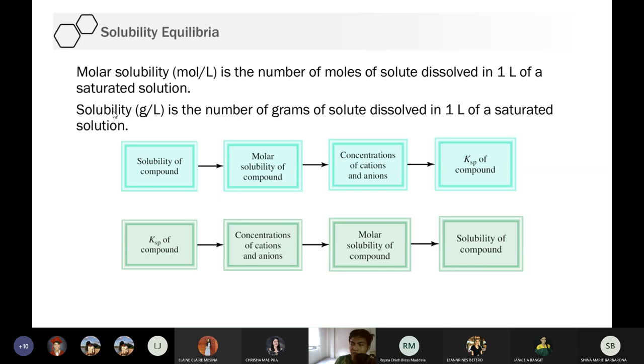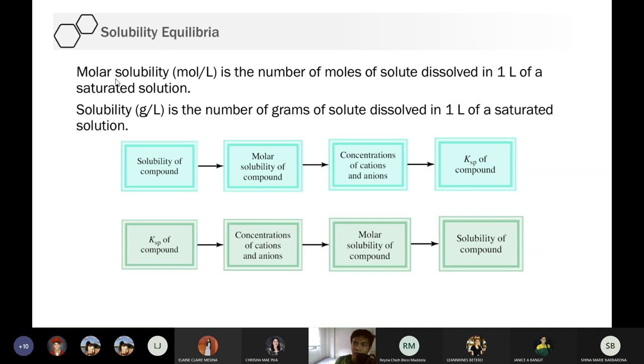Okay, so that is different with solubility lang kasi kapag sinabi molar, naka-moles, kapag solubility, naka-grams. The two are related. Bakit? Kasi we can convert moles to grams by multiplying it by the molar mass, okay? So, kunwari, nakuha mo molar solubility. If you want to convert that into solubility, you just multiply this by the molar mass, okay? For example, you are given the solubility. You want to convert it to molar solubility. You have to divide this by the molar mass, okay?